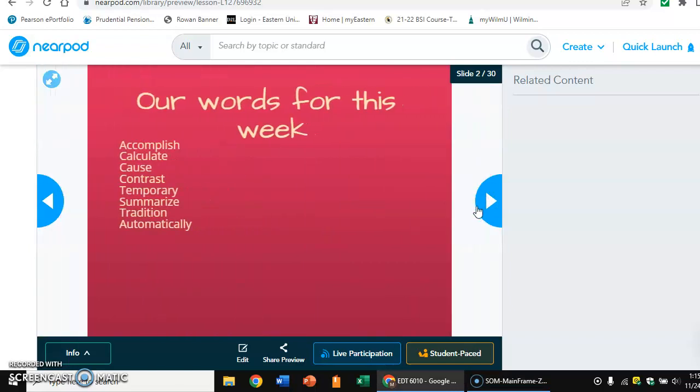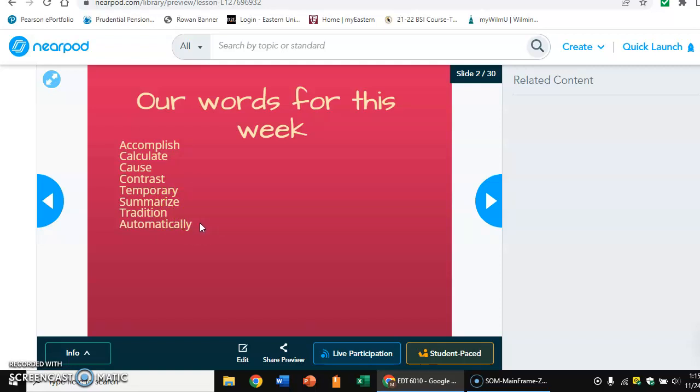Our words for this week are going to be accomplish, calculate, cause, contrast, temporary, summarize, tradition, and automatically.